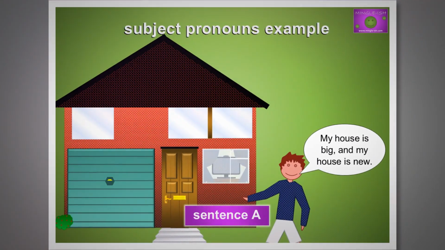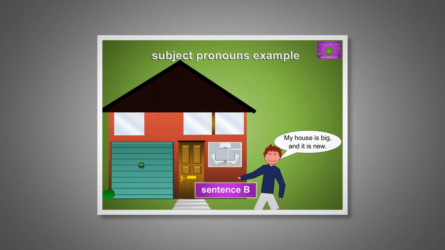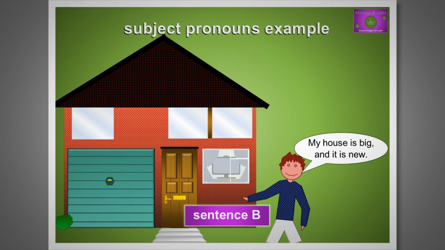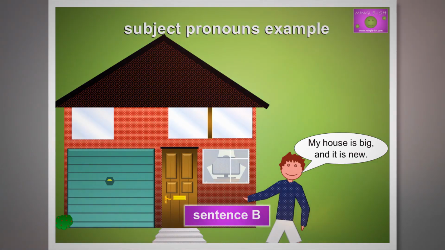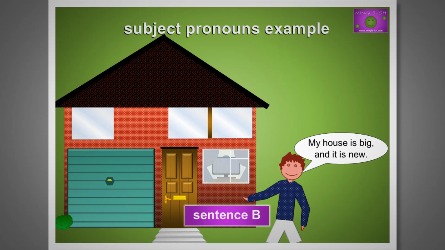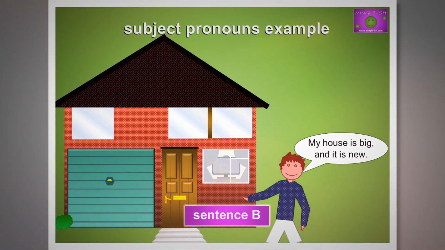Which sentence sounds better to you? My house is big and my house is new. Or, my house is big and it is new. I think we can all agree that sentence B sounds better. It's not repetitive and it flows. Sentence B replaces the noun my house with the subject pronoun it to avoid repetition.